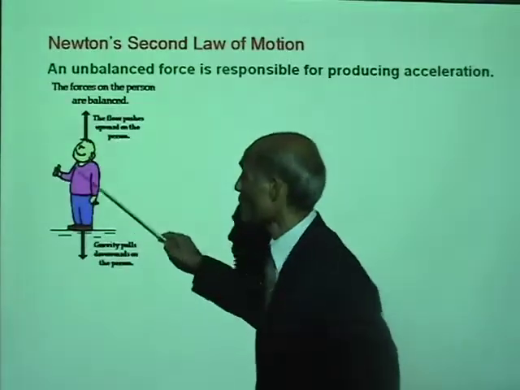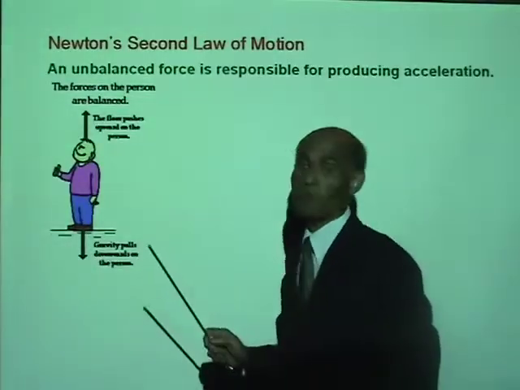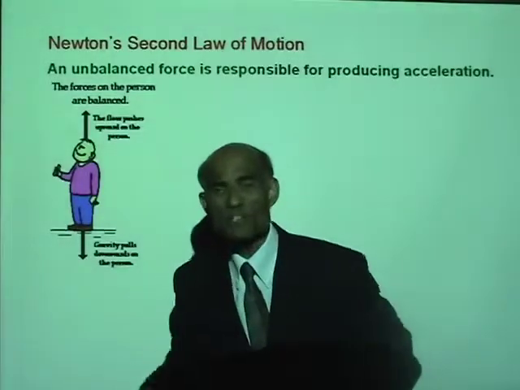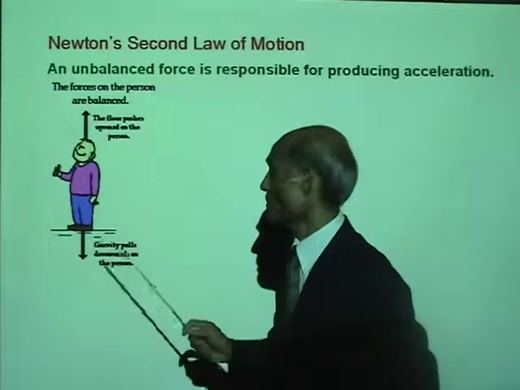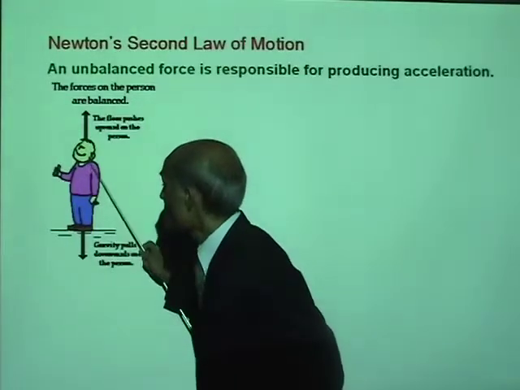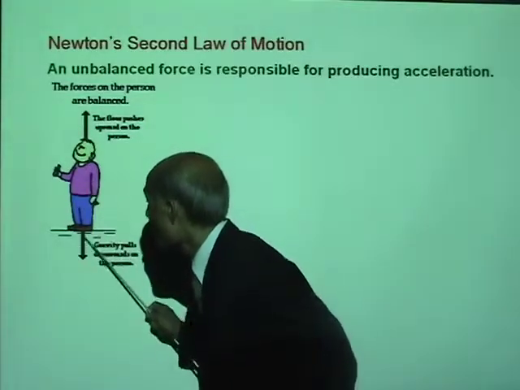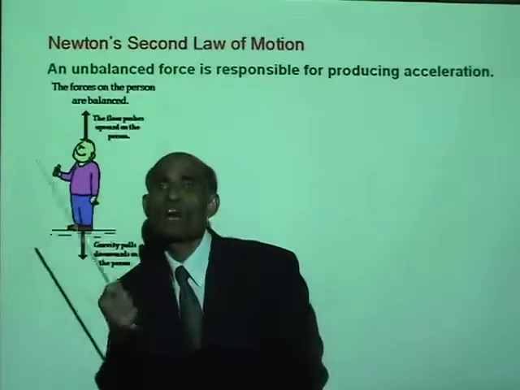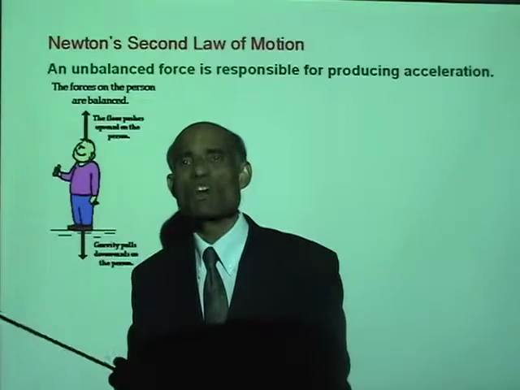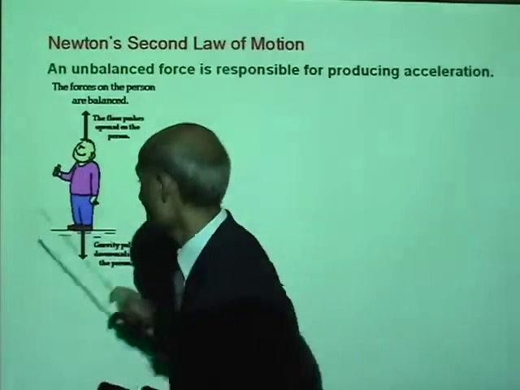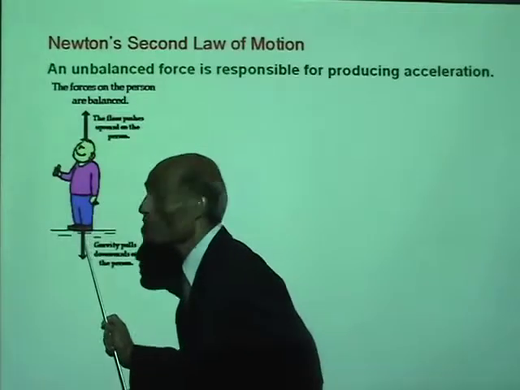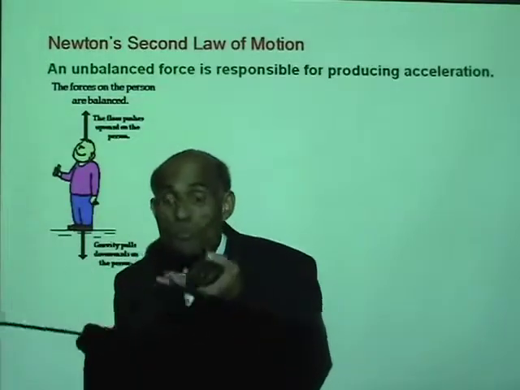Alright, now look at the forces on this man. Is there any unbalanced force on him? Well, you see, the earth is pulling him downward. Actually, the pull of earth on an object is called the weight of the object. So the gravity is pulling him down, and the ground is applying a force to support him.